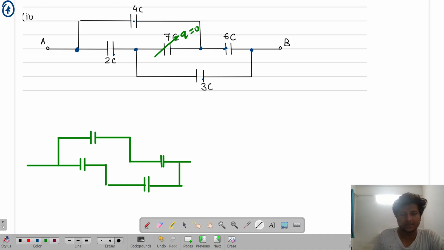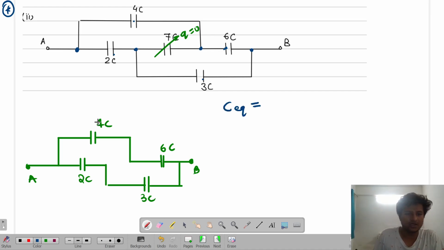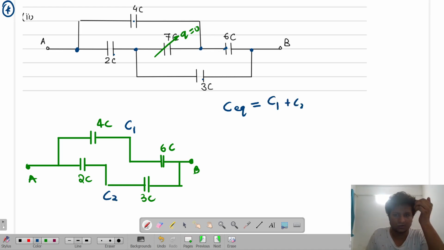This is like this way, isn't it? This is point B, this is point A. So this is 4C, 2C, 3C, and 6C, isn't it? So can we say that 4C and 6C are in series and 2C and 3C are in series? Are you able to get me? So C equivalent will be what? It will be the series of this and then this. Let's suppose if one of them is C1 and here it is C2. So C1 plus C2 will be my net equivalent capacitance or not?